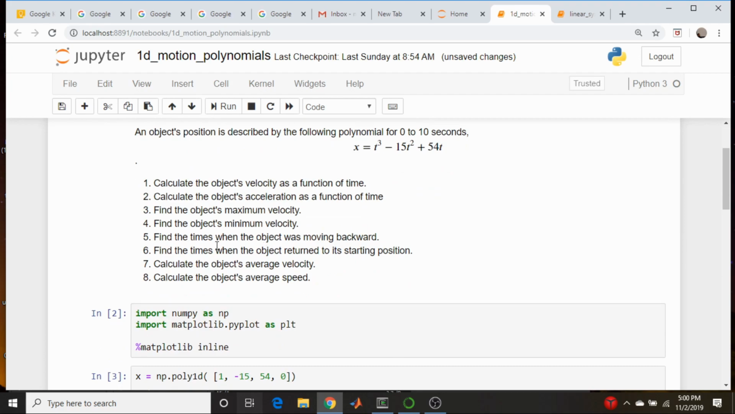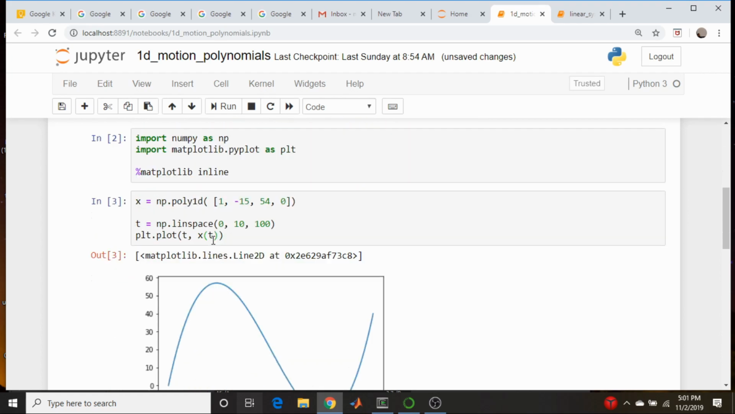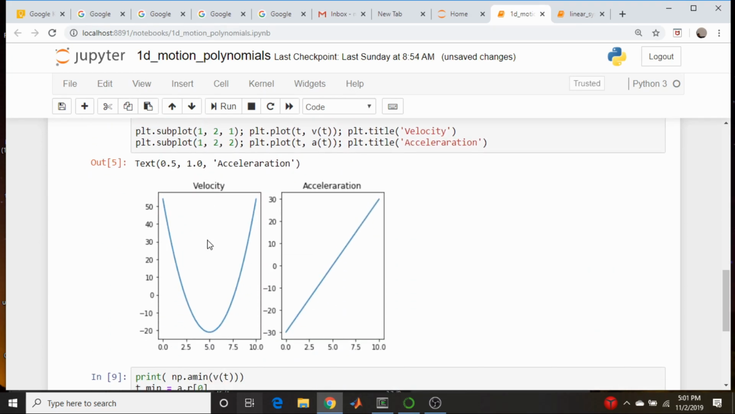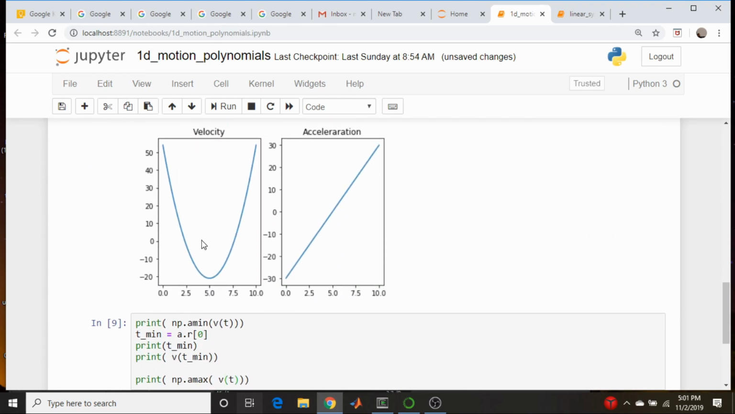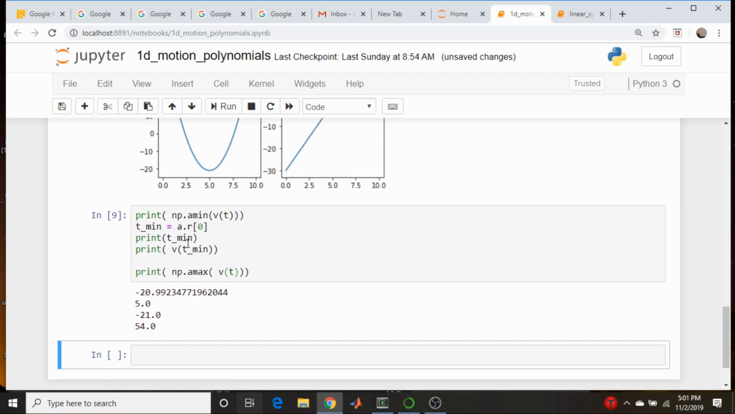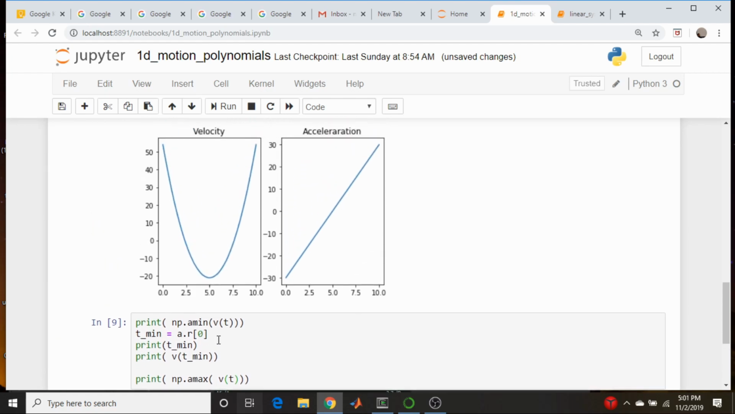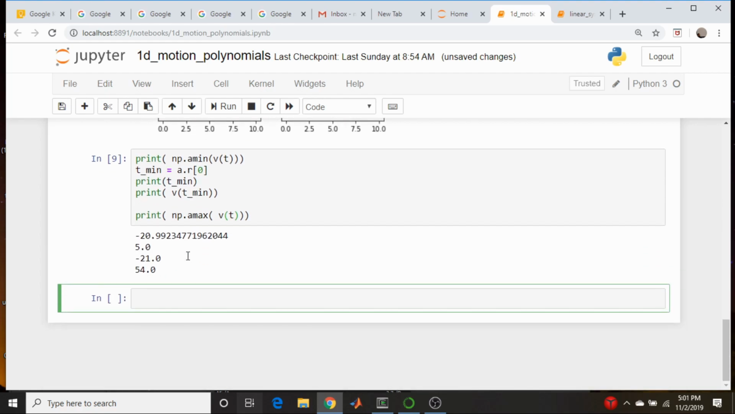Next question. Find the times when the object is moving backwards. So when the velocity is less than 0. Again, here we're going to use the roots command, and I'm going to do this in a different cell here. So we want to find the times when it's moving backwards. Since it starts off as a positive value, we want to find basically where this thing crosses 0. So these times here, and that's just the roots of the polynomial.